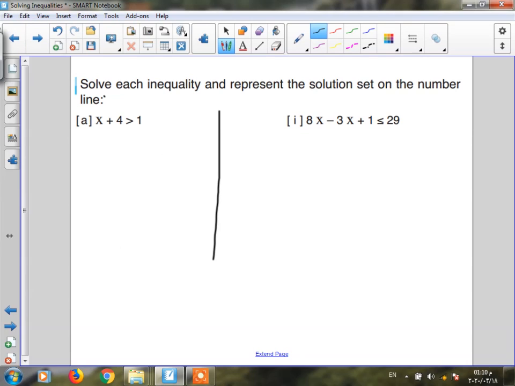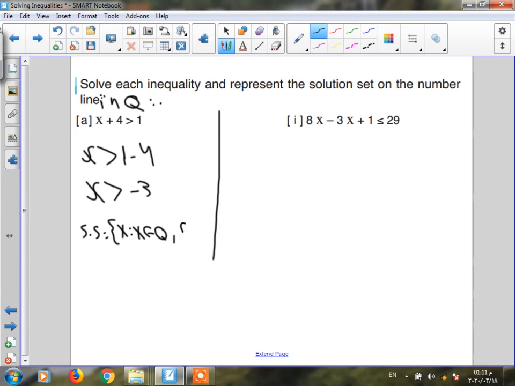Another one in Q. I want to get the solution set in Q. x plus 4 more than 1. So I will take 4 to the other side. x more than 1 minus 4, so x more than 1 minus 4 equals negative 3. I can write all the numbers more than negative 3 in Q. So the solution set equals x such that x belongs to Q and x more than negative 3.